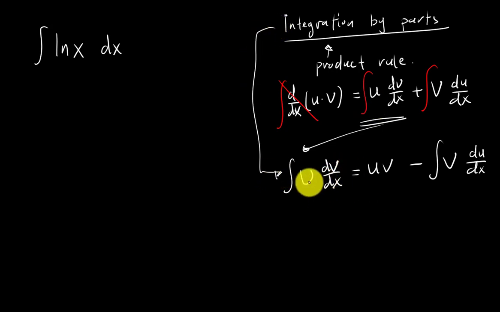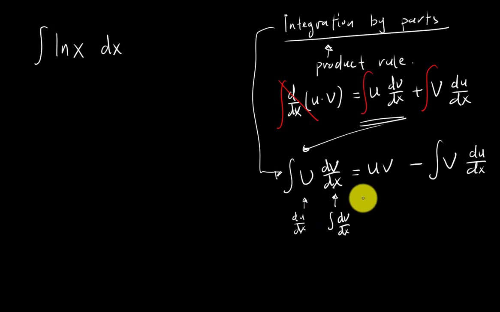In order to use this formula, the difficult part is deciding which one is u and which one is dv/dx. Normally I decide like this: later you need to integrate dv/dx to get v, so I want to see whether this term is easy to integrate or not. Same idea: because you want to get du/dx, I need to see whether u is easy for me to differentiate or not.